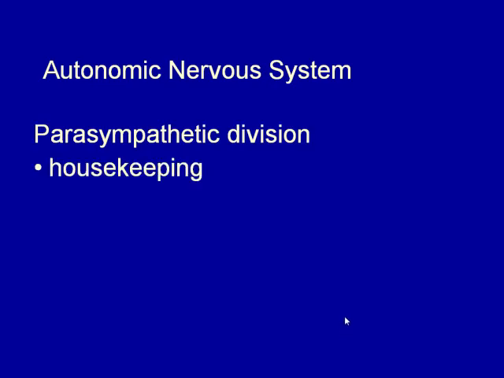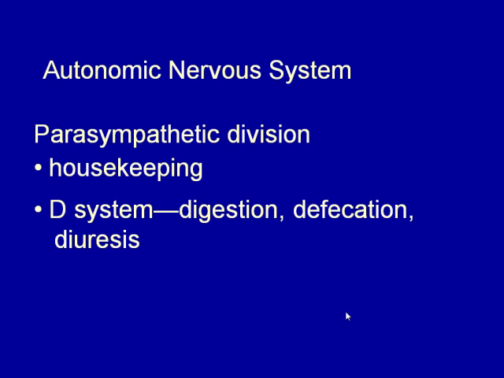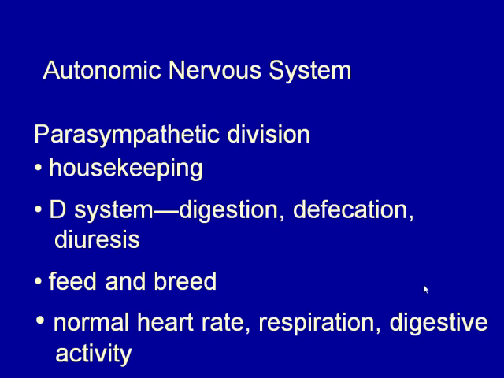The parasympathetic division is the housekeeping division, sometimes called the D system because it takes care of digestion, defecation, and diuresis. It's the feed and breed system. In order to procreate, in order to eat and digest food well, you have to have your parasympathetic system in charge. This one takes care of maintaining a normal heart rate, normal respiratory rate, and normal digestive activity.